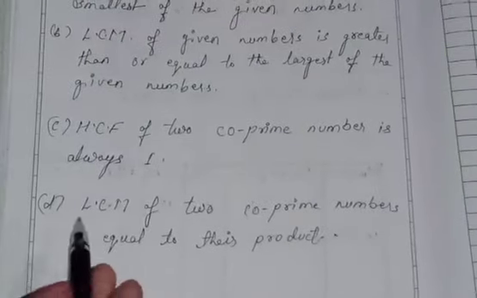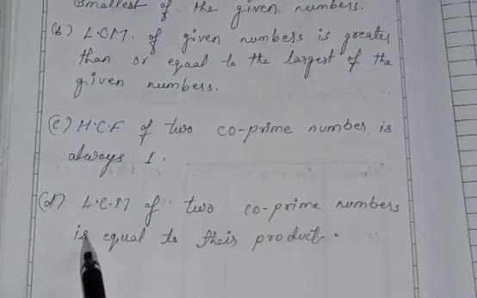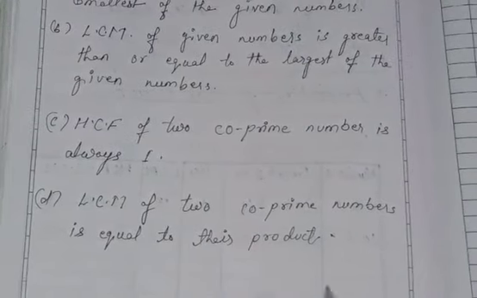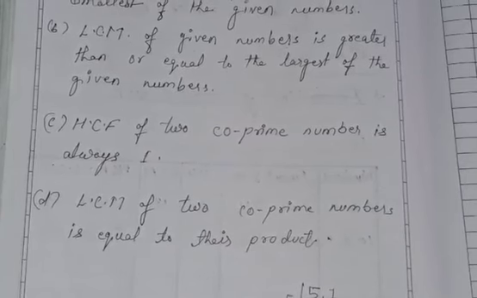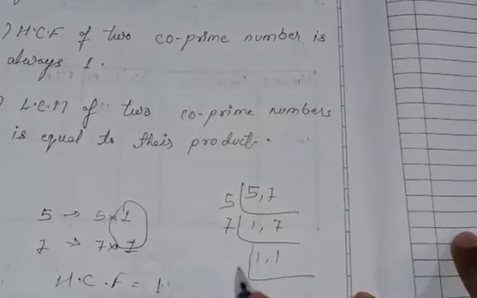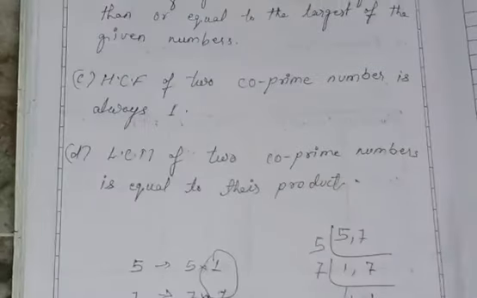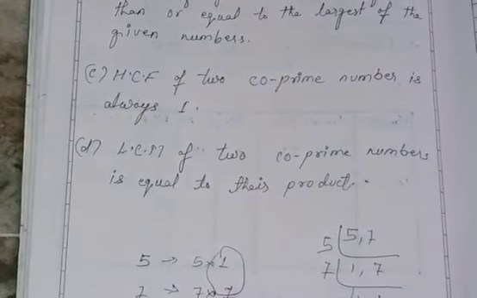Now the fourth property is the LCM of two co-prime numbers is equal to their product. Yes, you know that. What is the LCM? Like 5 into 7, that is 35. So the LCM is always equal to the product, 5 sevens are 35. So the fourth property applies. I hope you understand it very clearly.